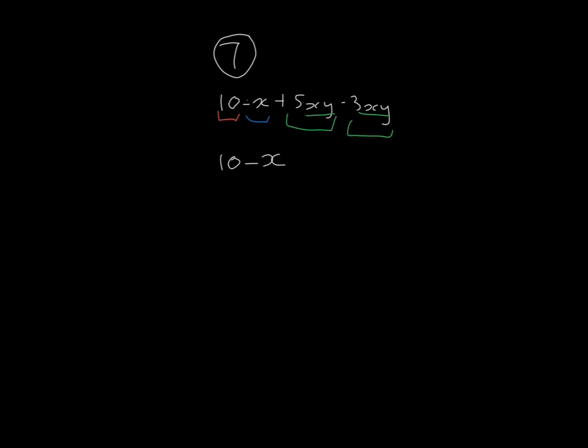So for our final answer, because 10 does not interact with any of the other terms, we just drop it to the next line. Minus x does not interact with any of our terms, so we drop that. However, 5xy and minus 3xy do interact with each other. So remember, when we're adding or subtracting, we first have a look at our coefficient. So 5 minus 3 is plus 2. And then remember, when we have 5 apples and we take away 3 apples, we are left with 2 apples.